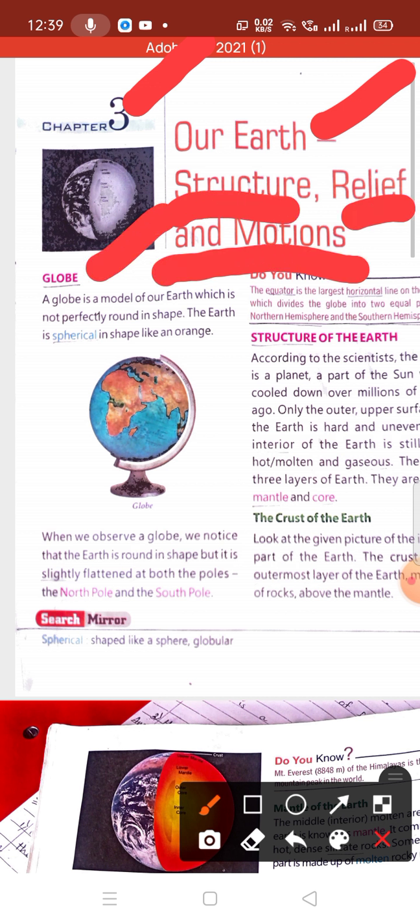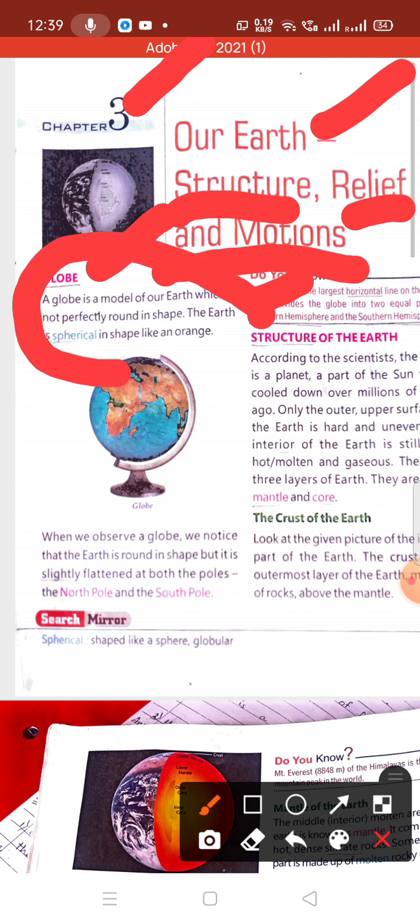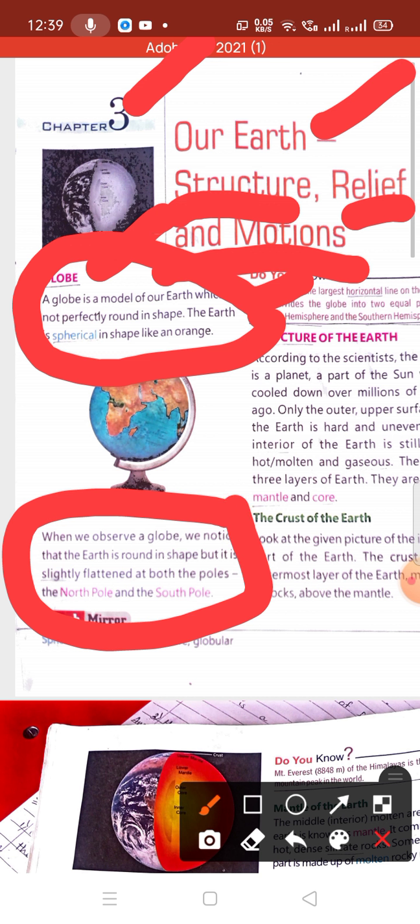Okay, globe. A globe is a model of our earth which is not perfectly round in shape. The earth is spherical in shape like an orange. I read this much now. Now next one I am going to read here. When we observe a globe, we notice that the earth is round in shape, but it is slightly flattened at both the poles, the North Pole and the South Pole. Okay, I read chapter number 3, globe, this part.